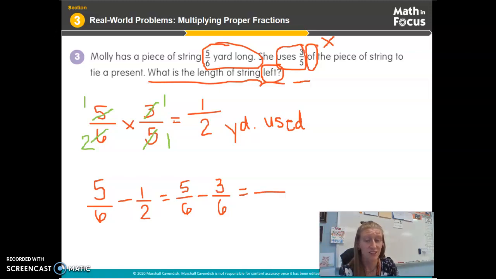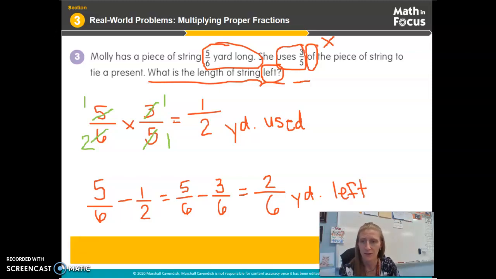Now I can do the subtraction. When I subtract fractions, the denominator stays the same all the way through. So we're going to keep a 6, and we're just going to subtract our numerators to get 2/6 yard left. Great. Now I know my answer. Okay, the last thing I like to do is check my work. Is my work reasonable? To do that, I write a sentence, and my sentence is going to answer the question.